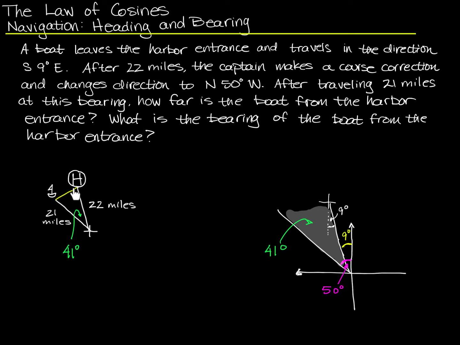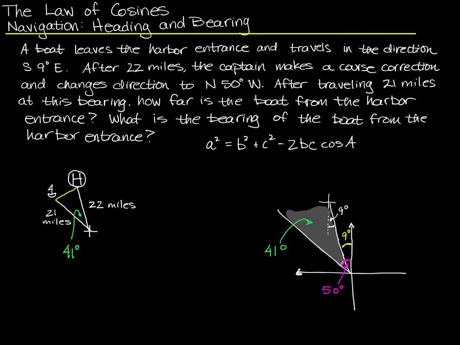I'm going to find the length of this side, but because I have a side angle side, the only tool I really have at my disposal is the law of cosines. The law of cosines says that a squared equals b squared plus c squared minus 2 times b times c times the cosine of A.